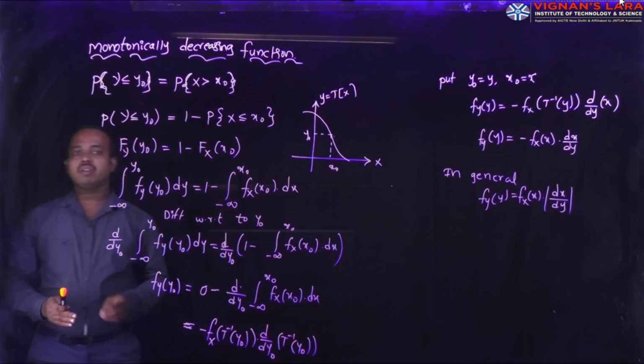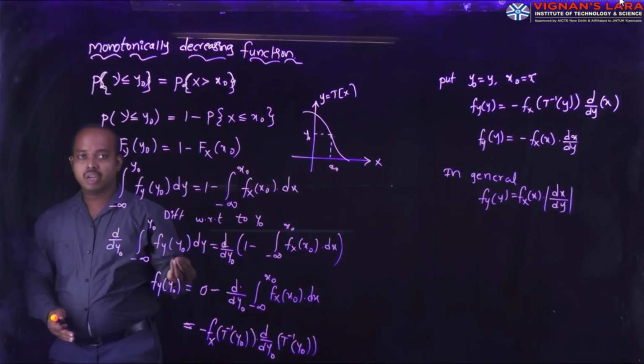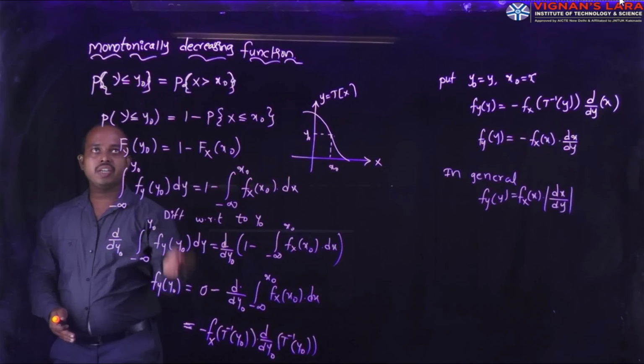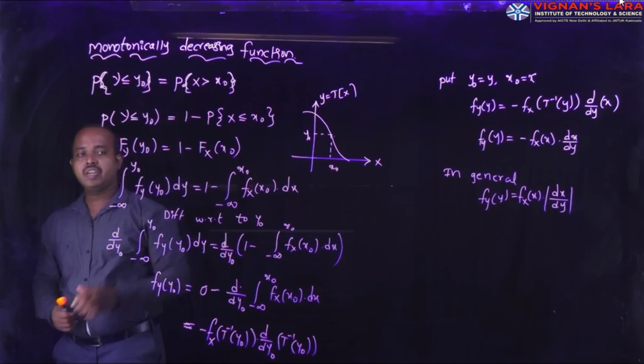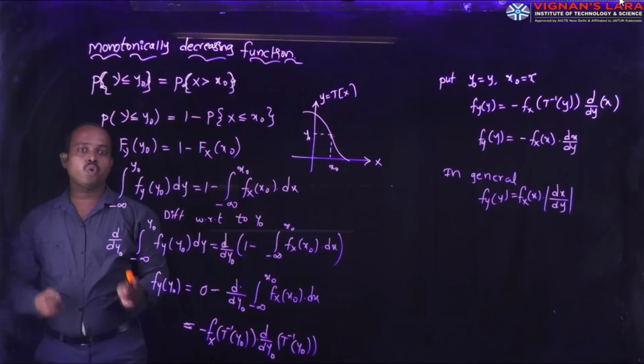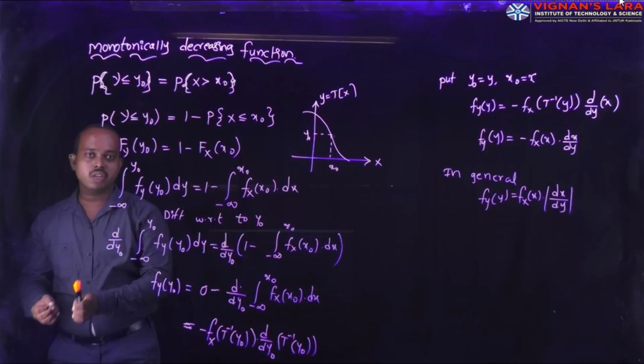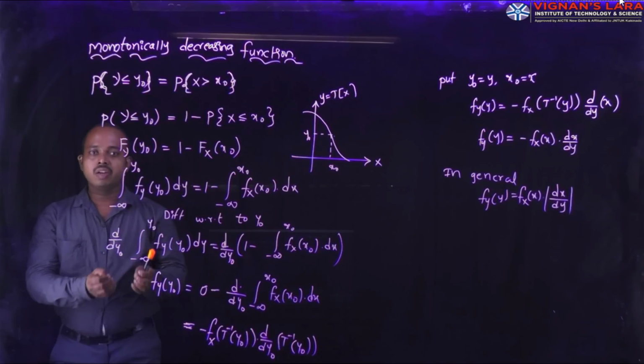The procedure you follow for the monotonically increasing case, the same procedure you can apply here. Only the changing condition is this one; the first condition changes. The remaining procedure is the same as what you do in the monotonically increasing function. The same procedure you can repeat in the monotonically decreasing function.